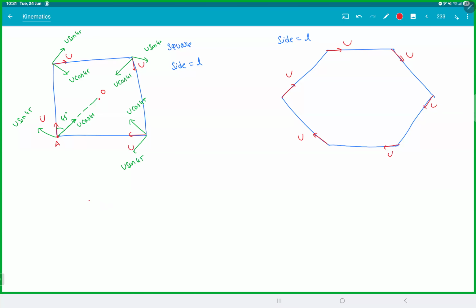So time will be O to A by U cos 45. O to A is nothing but half the diagonal, L by root 2. U cos 45 is U by root 2. So the time is L by U. Easy? Right over here. Get the hexagon. Understood? That's how you do it.